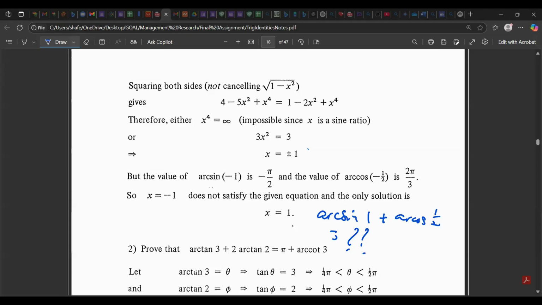What's arcsine of 1? 90? All right, let me work with degrees. And what's arccos of a half? Anybody doing it in their calculator? Cos inverse of a half is how much? Sort of 60 around.